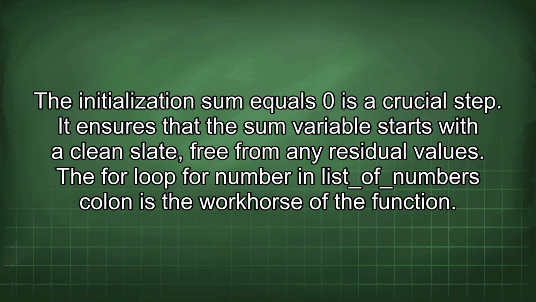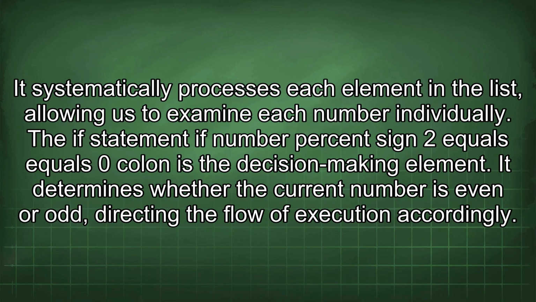The for loop, for number in list_of_numbers:, is the workhorse of the function. It systematically processes each element in the list, allowing us to examine each number individually. The if statement, if number % 2 == 0:, is the decision-making element. It determines whether the current number is even or odd, directing the flow of execution accordingly.